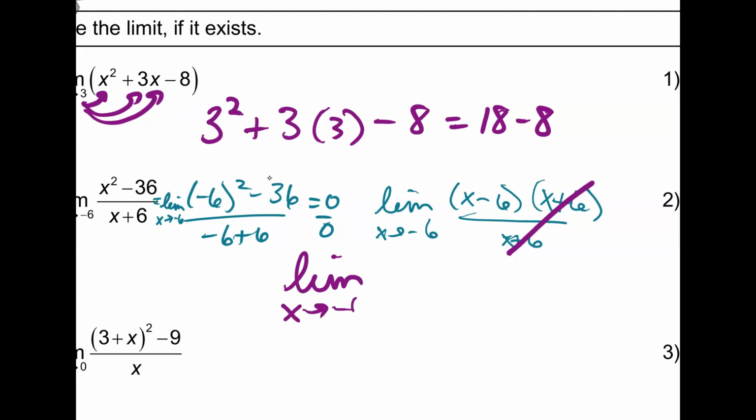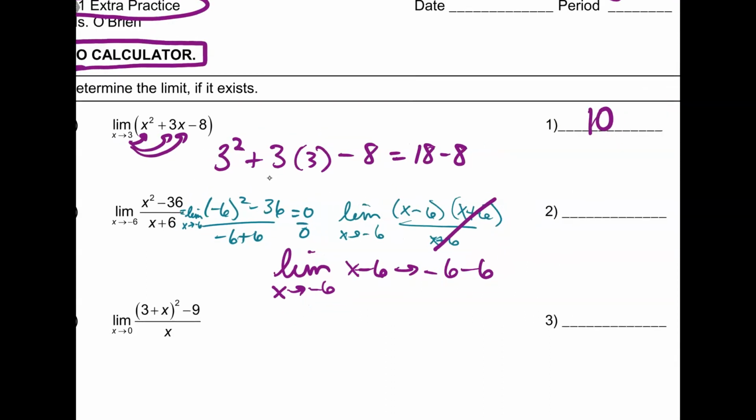Limit as x approaches -6 of x minus 6. This is just going to be -6 minus 6, which is -12. Boom. Beautiful. So if you kept your notes from last year, pull out those chapter 12 notes as you're studying.